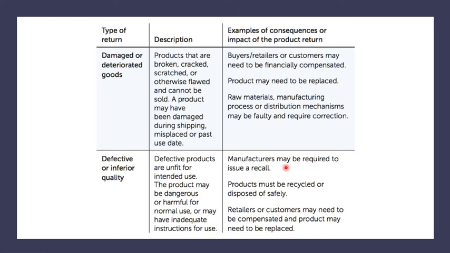The consequence or impact here is that the manufacturer may be required to issue a recall. The company can issue a recall because that product has been delivered to many places and is causing a problem that can impact the image of the company, or create a big issue, so the company or manufacturer may recall. The product must be recycled or disposed of safely, and the retailer or consumer may need to be compensated and the product may need to be replaced. So compensation again, if they have delivered to the customer and the product needs to be replaced.